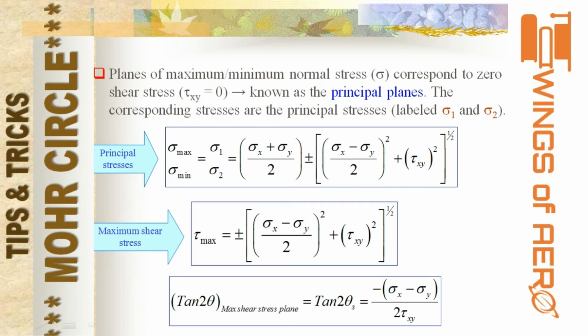When we are considering the maximum, we will consider it as positive, and when we are considering the minimum value, we will consider it as negative. So tau max, that is the maximum shear stress, equals plus and minus root over, sigma x minus sigma y by 2 whole square plus tau xy whole square. In case of maximum shear stress, the tau xy will be 0, so you will get sigma x minus sigma y by 2. And this is the formula for the angle of the plane at which it creates the maximum shear stress.